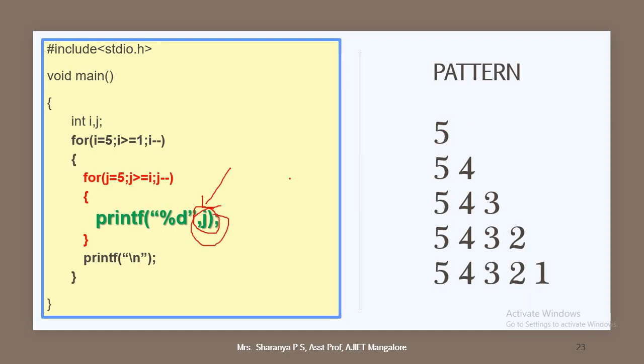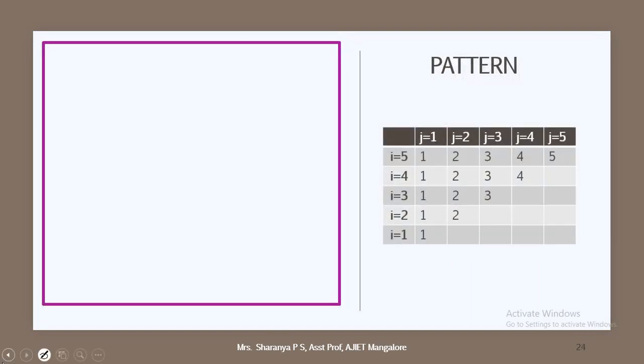So now, how are the loops executed? First it will be executed with 5, and next 5 4, and 5 4 3 with the values, and next 5 4 3 2. Like this, how the J value is changing, that we are going to print as a pattern to the output screen. This is how we can make some small change in the previous code to obtain that pattern.